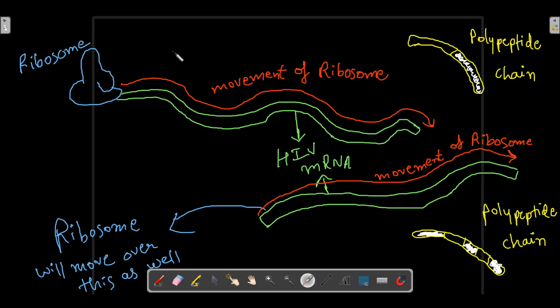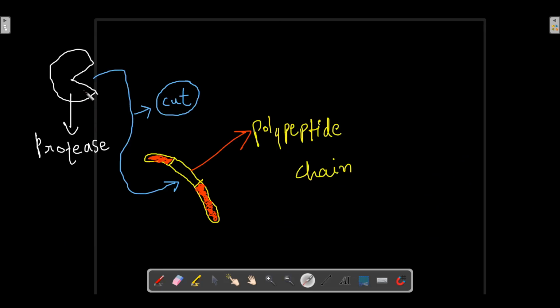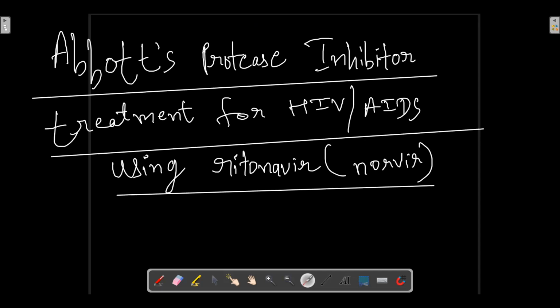Let us understand. First of all, one ribosome will be there. That ribosome will move over the HIV mRNA. This green color is the color of HIV mRNA, and the ribosome will move over it and a polypeptide chain will be produced. Similarly, a ribosome will again move over this HIV mRNA, and again one polypeptide chain will be produced. What will happen after this? After this, the protease enzyme will cut the polypeptide chain produced in the previous slide.